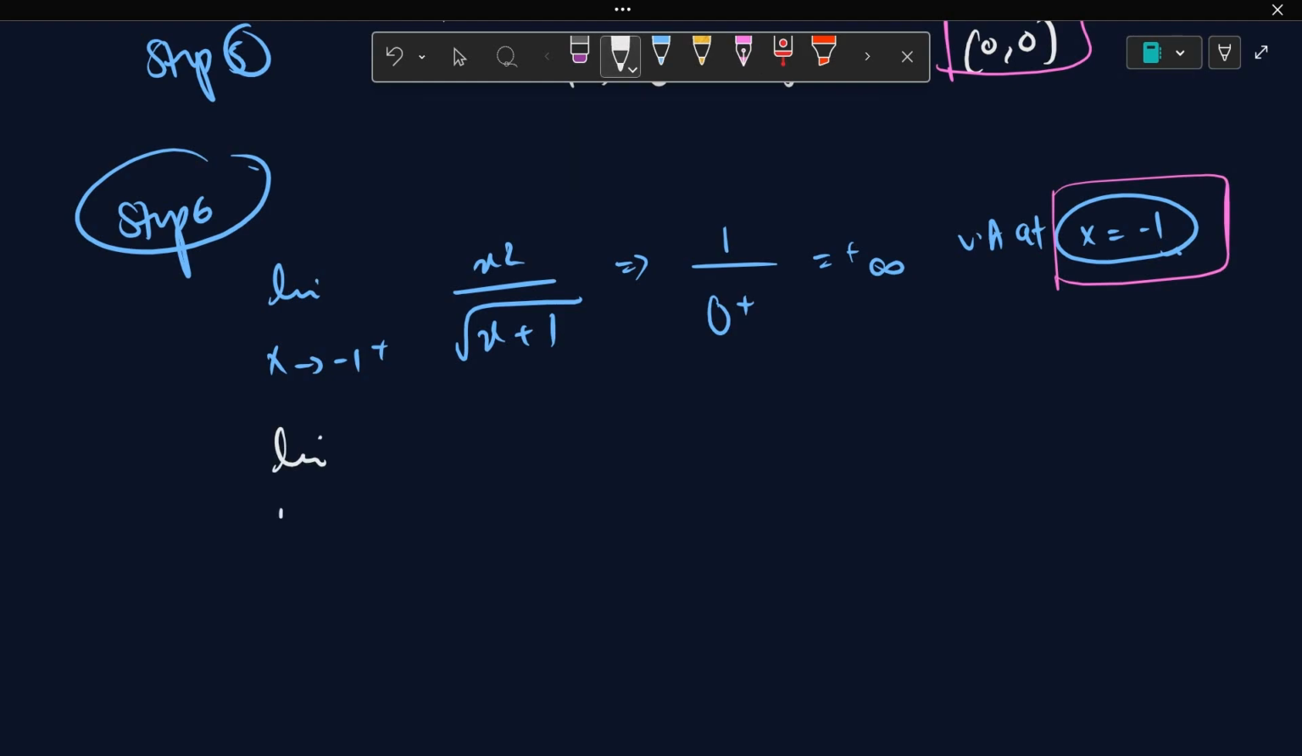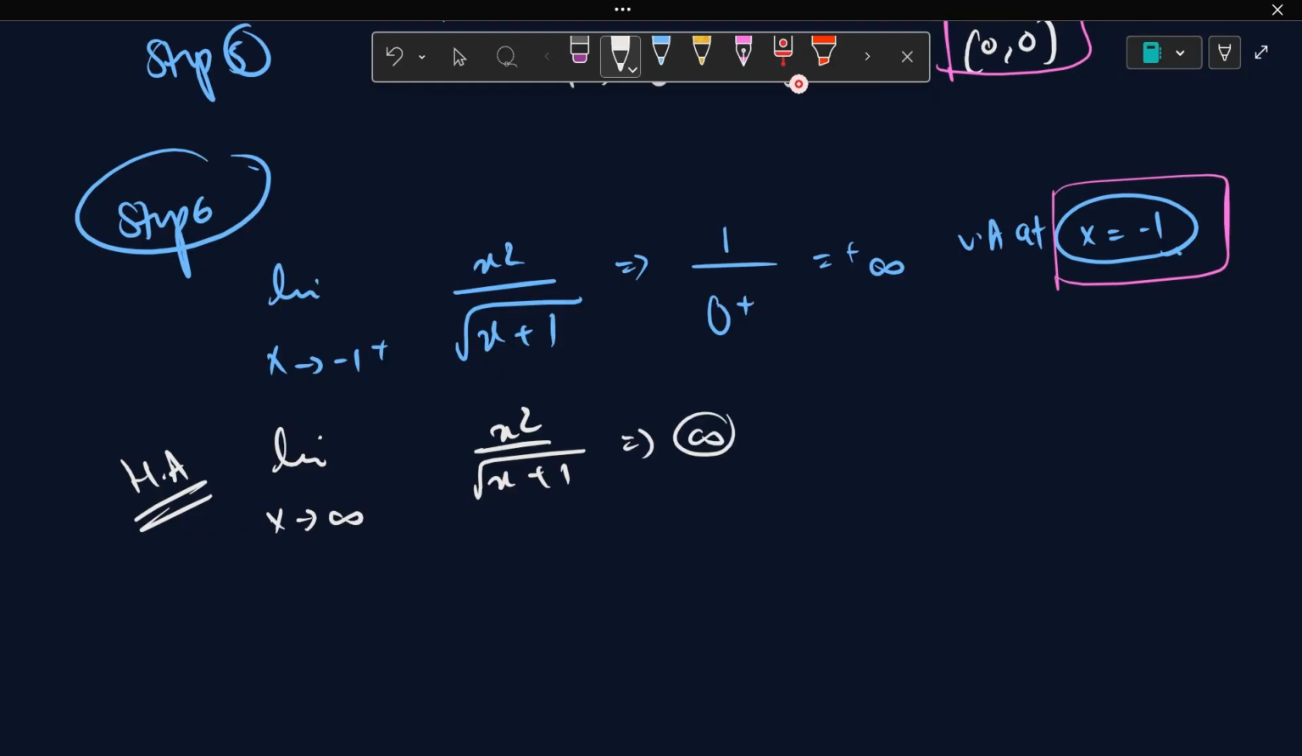Okay, and now for the limit as x approaches infinity, for the horizontal asymptote, what you're going to do is take the original function that is given to you, as x approaches infinity. So now you just go ahead and solve this limit over here. You're basically going to get infinity.